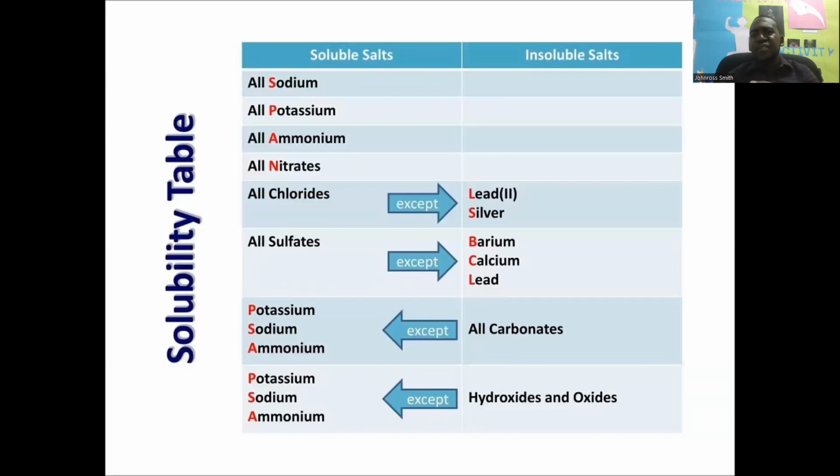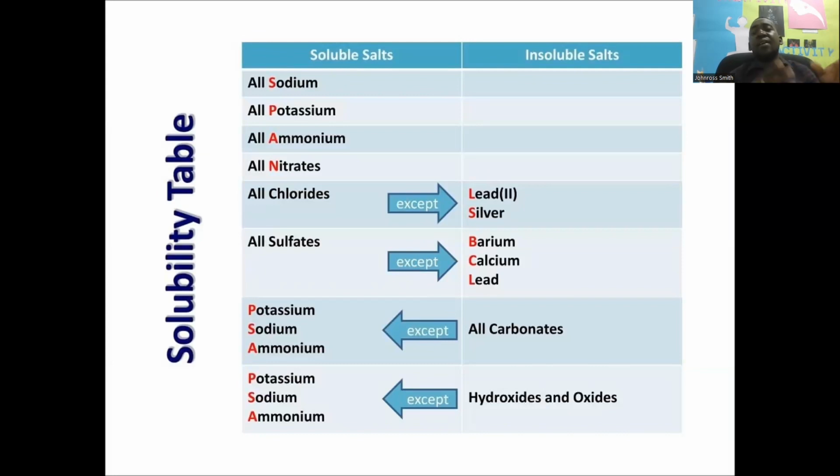And that leads us into the solubility table. This table is very important for us to remember, right? What it tells us is that all sodium salts are soluble, all potassium salts are soluble, all ammonium salts are soluble, and all nitrate salts are soluble. So once a salt has sodium in it, it's going to be soluble in water. Once it has nitrates in it, it's going to be soluble.